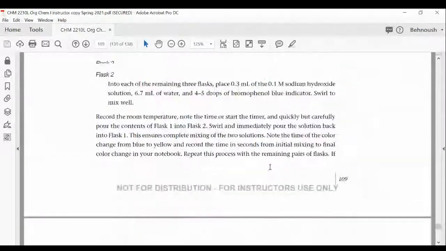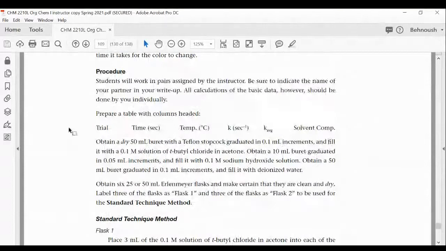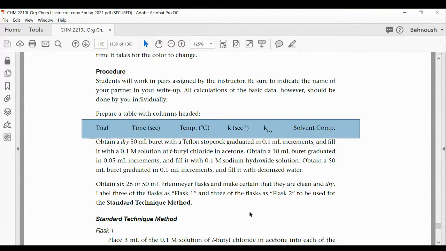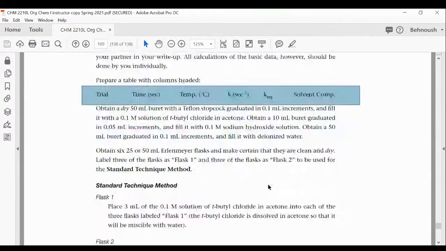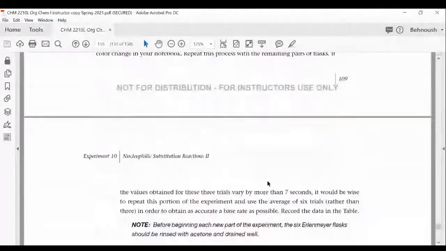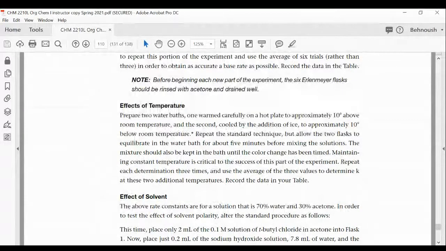So basically, when you're collecting data, you can expand this portion, and then fill it in for different trials, and then the different effect of temperature and effect of solvent. So I'm going to have to go to the other page.